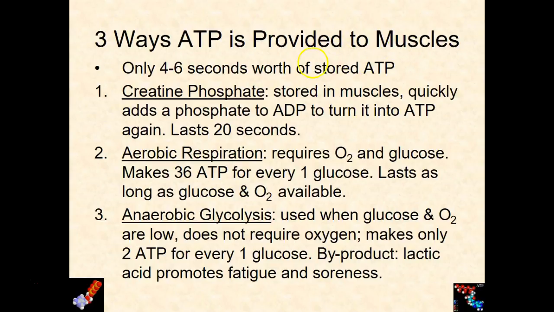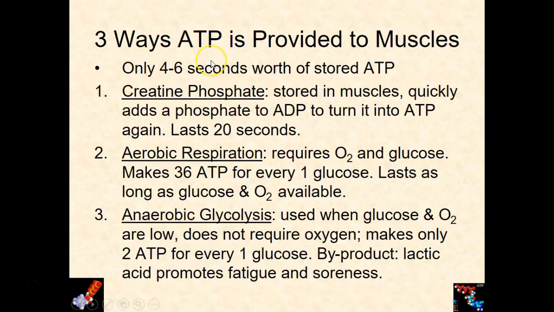So we have some ways of doing that. We have a molecule called creatine phosphate, which is stored in muscles, quickly adds a phosphate to any free-floating ADP to turn it into ATP. That phosphate gets bumped off the creatine molecule, gets put into ATP. ATP can be used right away. And generally you get like a 20-second supply.